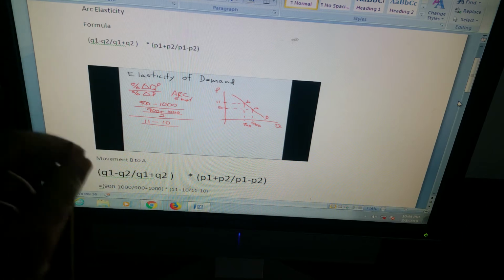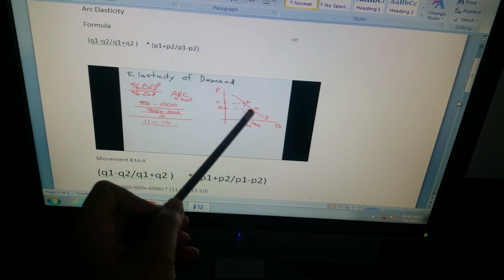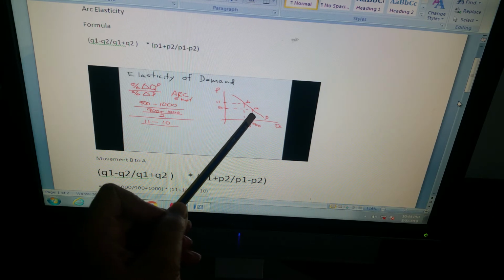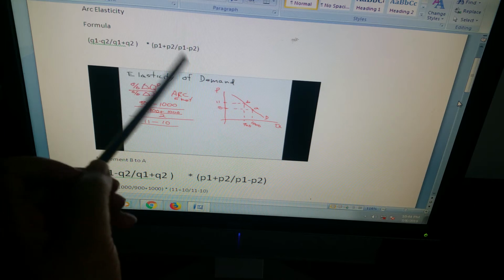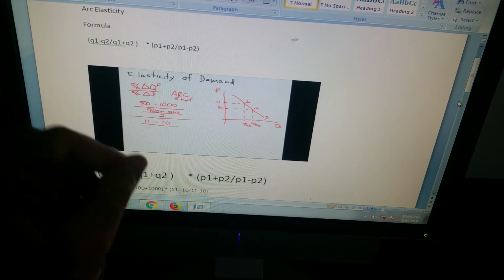Now, in the first instance, what are we assuming? That we are moving from point B to point A. The starting point is B and the finishing point is A. So what are we going to see here? Are we going to see an extension or a contraction?